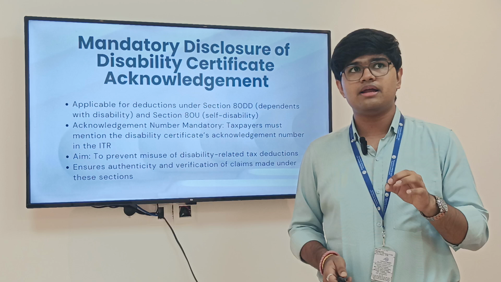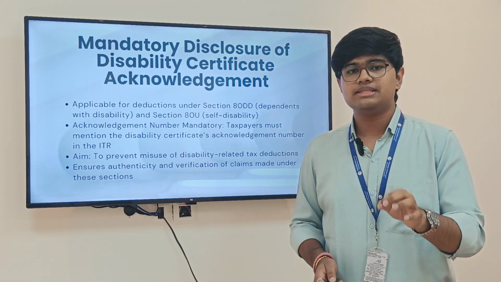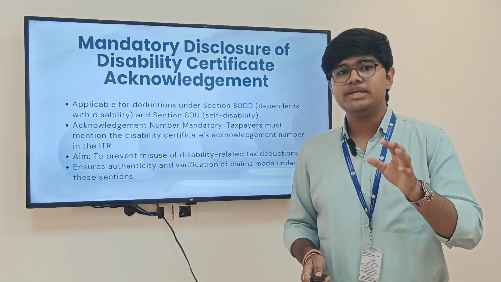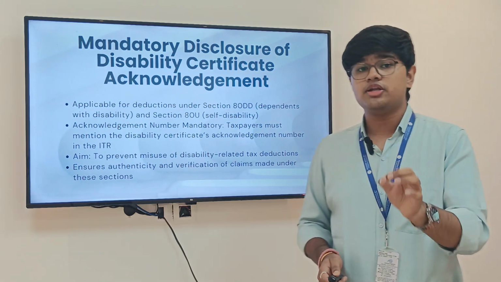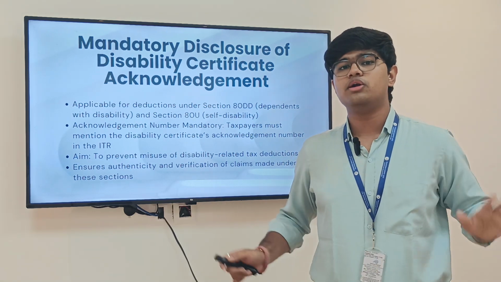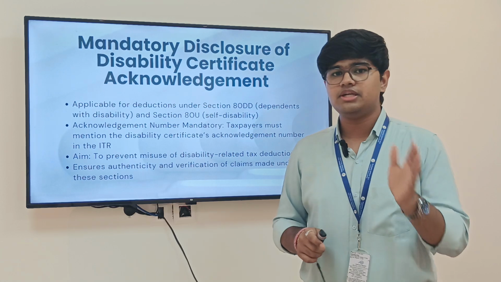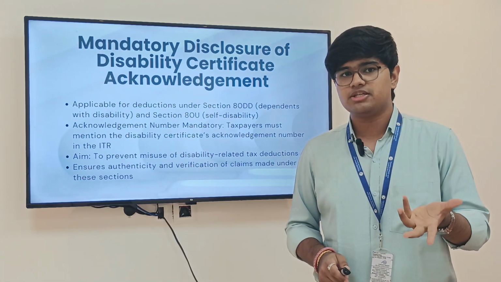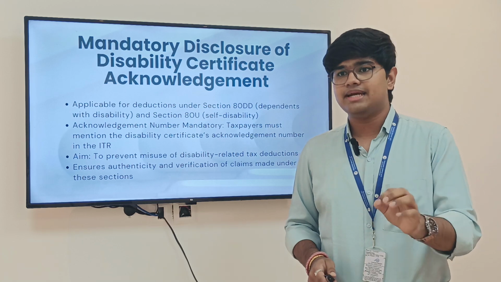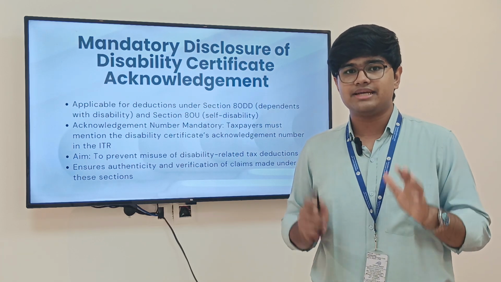These two sections were misused quite often. So, the change brought in is now you need to mandatorily quote your disability certificate acknowledgement number, without which you cannot claim deduction under section 80DD or section 80U. Now, this increases your compliance burden, but it ensures that there is no wrongdoing in this section.